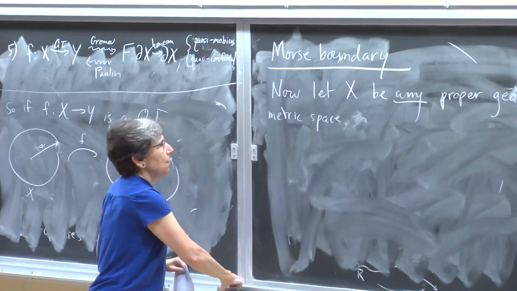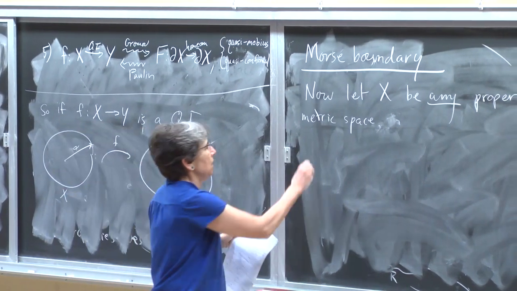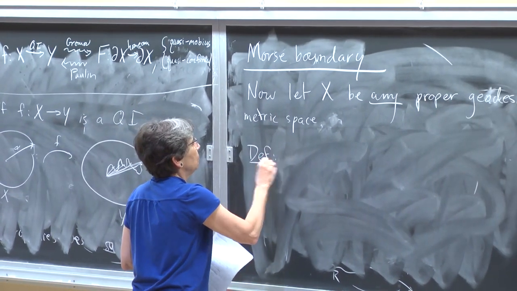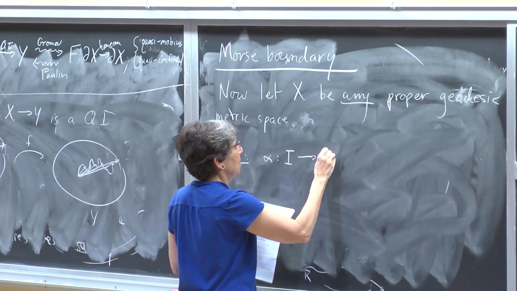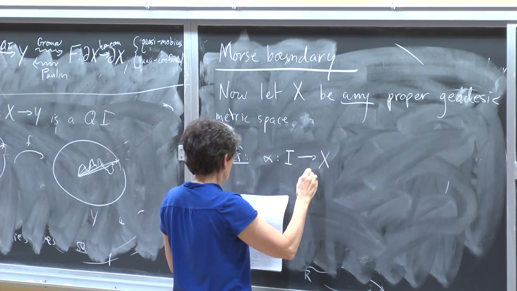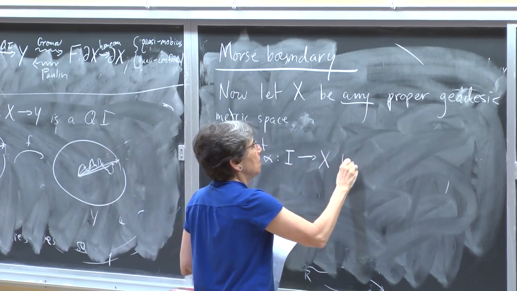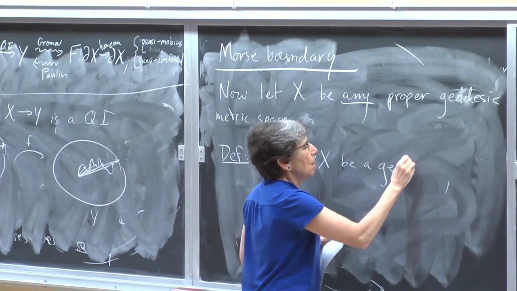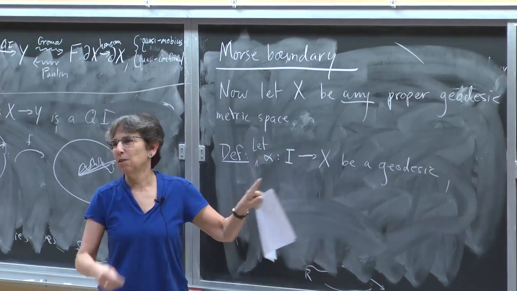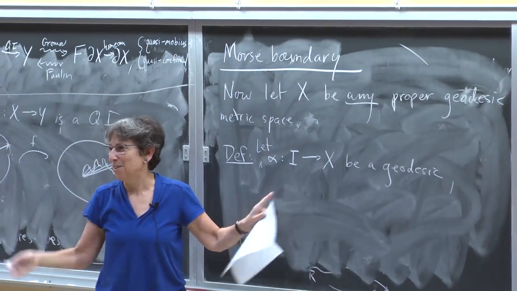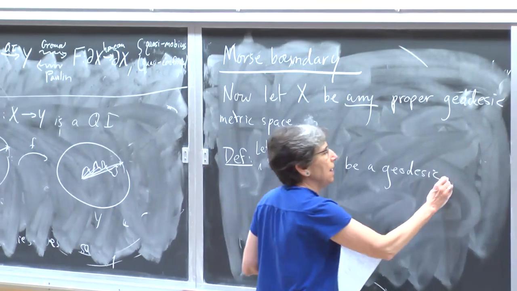I was going to define formally what I meant by Morse. So I want to say when a ray is Morse. Definition: I have a map from the interval into X. So let alpha be a geodesic. And by the way, mostly we're interested in rays, but this definition works whether that's a finite interval, a bi-infinite interval, or a half-infinite interval. We're mostly going to be interested in half-infinite intervals, but we can do it for any geodesic.